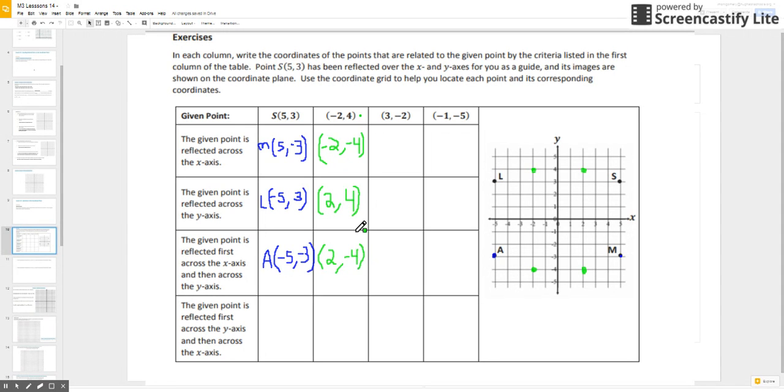In the last row, it says the given point is reflected first across the y-axis and then across the x-axis. Well, this is the opposite of what we did up here. We went x first, y second. Now we're going to go y first, x second. The question is, is that going to change anything? Well, let's take a look. We're starting here at S. If I reflect this across the y-axis, that gives me L. If I reflect L, well, that gives me back to A. So it doesn't matter which direction you go first. If you go x then y or y then x, it's going to get you to the same point, -5, -3. So you should notice that these two rows here are exactly the same.